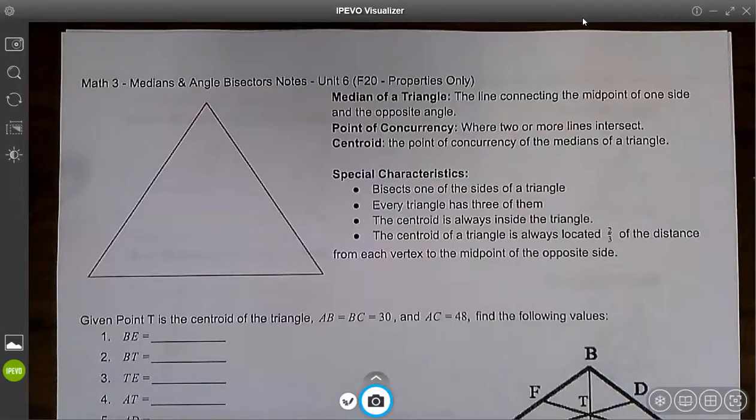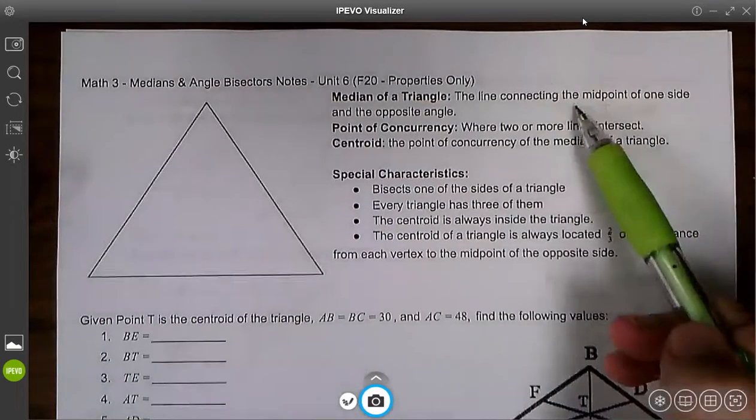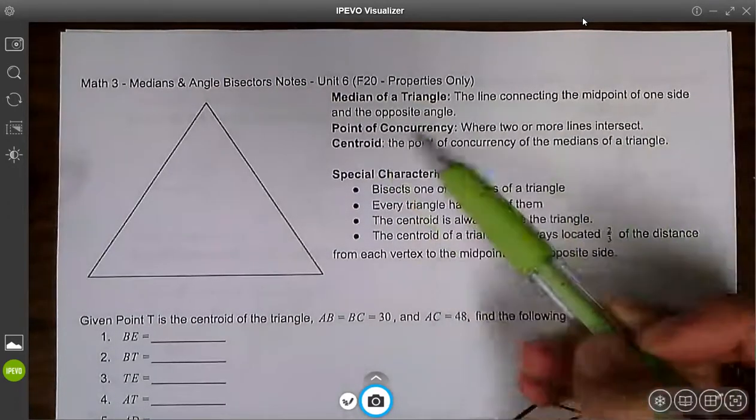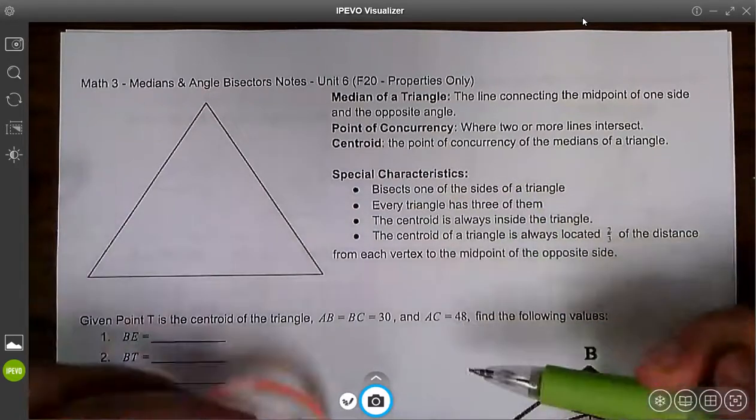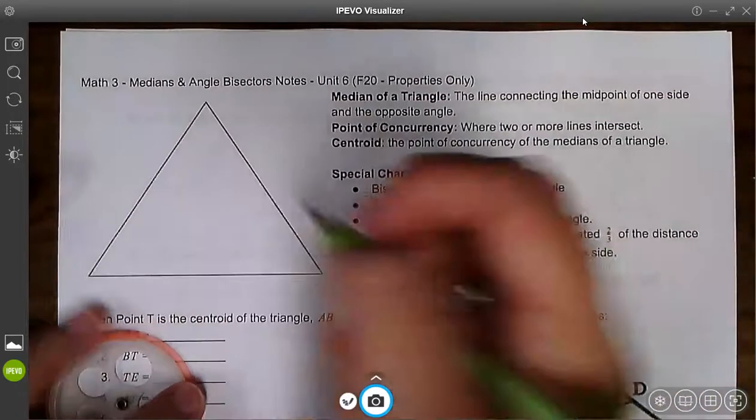Math 3, Unit 6, medians and angle bisectors. So medians and angle bisectors are different segments within triangles. The median of a triangle is the line connecting the midpoint of one side to the opposite vertex. So what I'm going to do is I'm just going to estimate here.